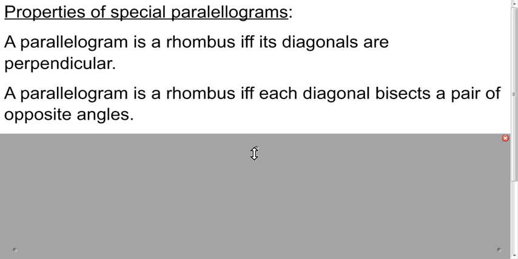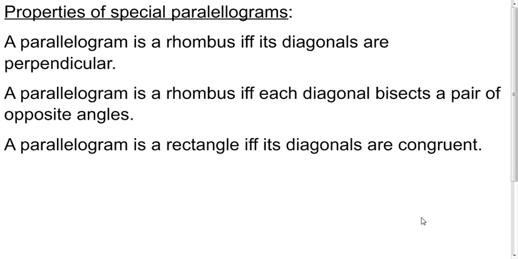Also, if the diagonals bisect the opposite angles, then you have a parallelogram that's a rhombus. And if the diagonals are congruent in a parallelogram, then you have a rectangle. So those all hold in both directions. So let's prove a couple of those.